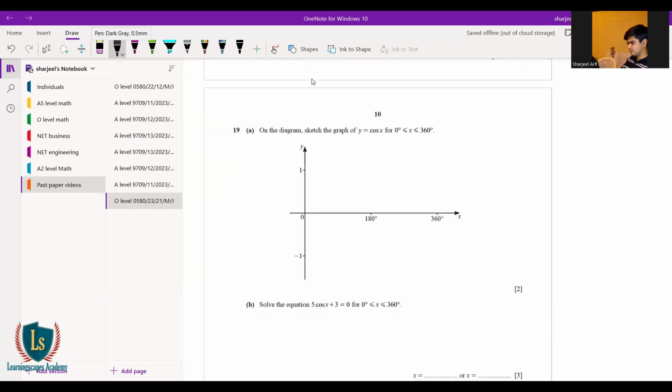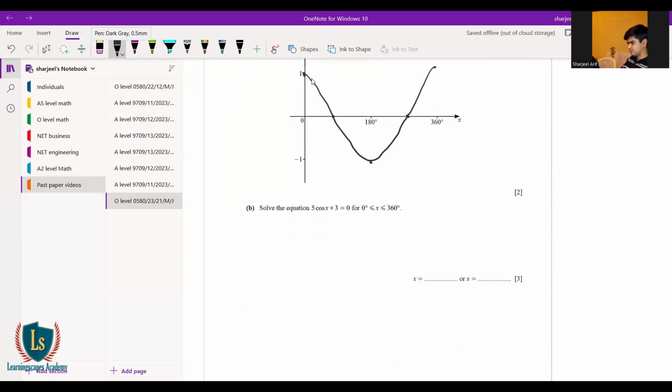Now for question number 9, we have to draw the graph of cos. You know the values: cos 0 is 1, cos 180 is minus 1, so cos 90 will be 0, cos 270 is also 0, and cos 360 is 1. So just connect the dots. This will be the graph.